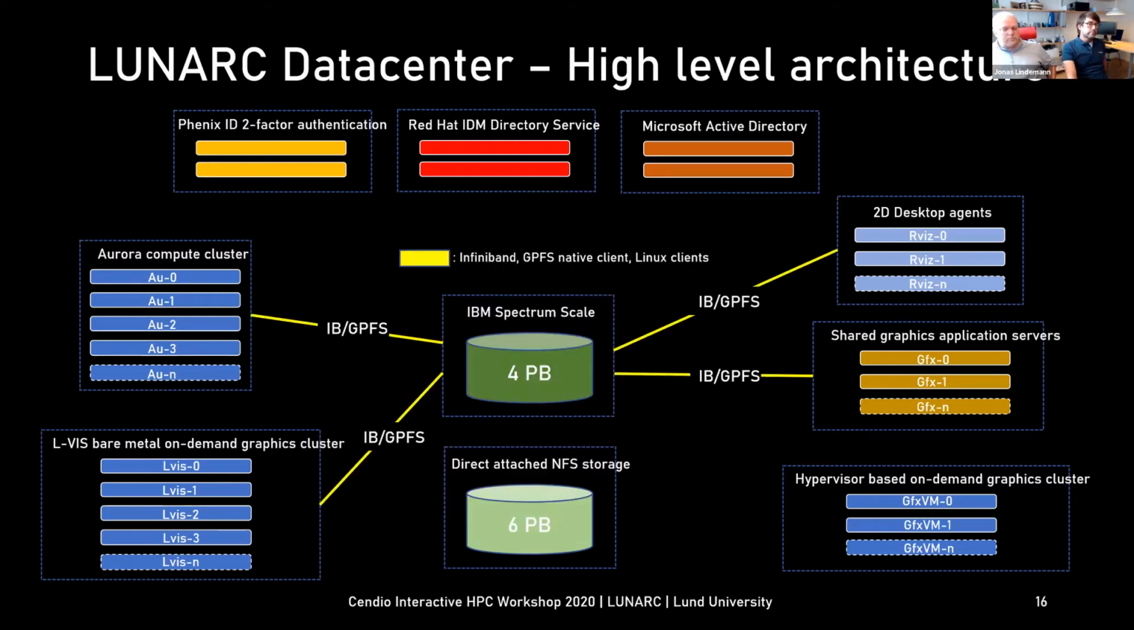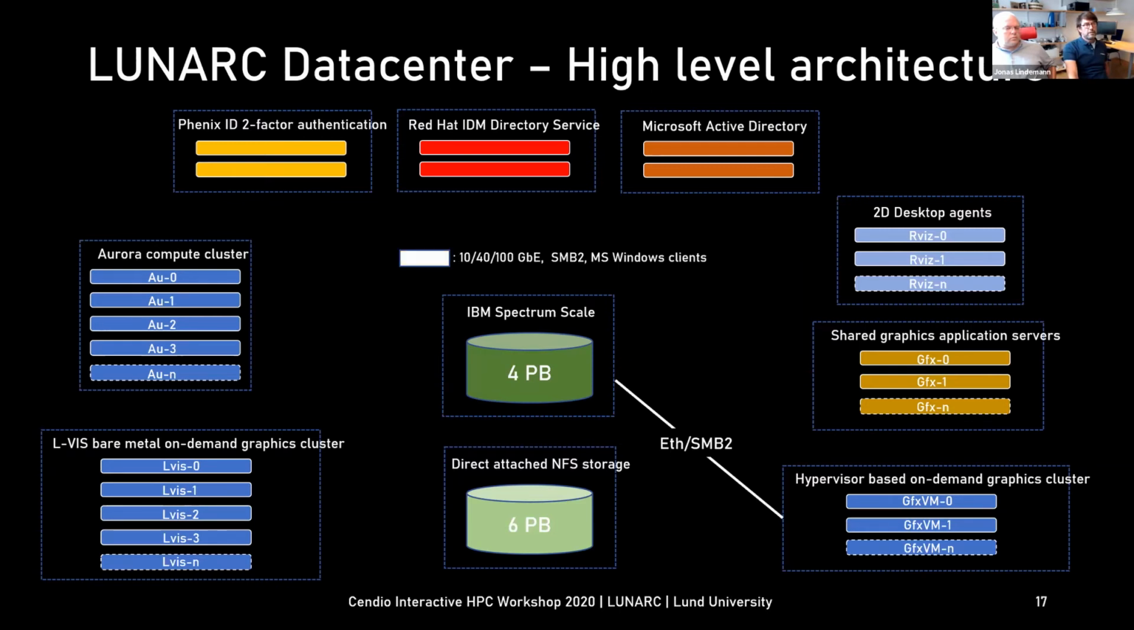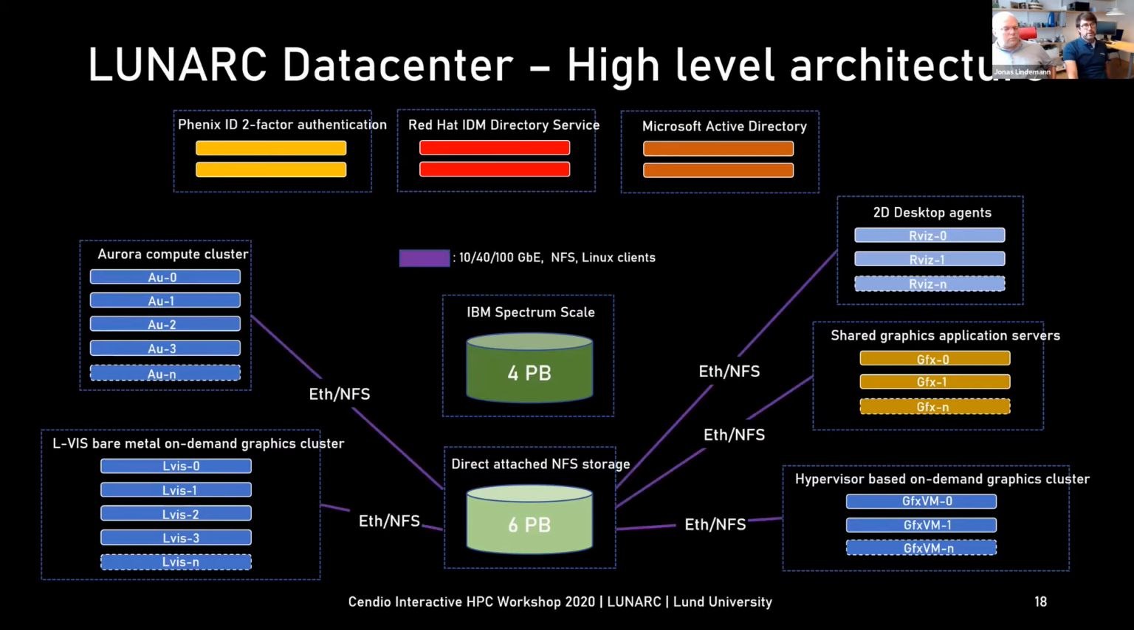The Spectrum Scale connects using InfiniBand and using native GPFS client for all Linux-based systems. And the Windows systems use SMB2 and Ethernet, either 10, 40 or 100 gigabit. We have NFS also using Ethernet for NFS clients, for those clients that don't use the native GPFS clients, and for other purposes, other kind of servers.